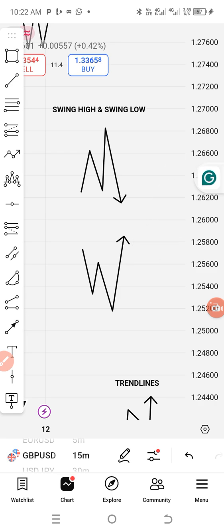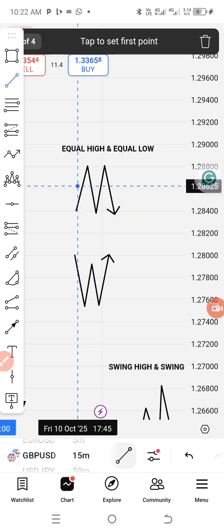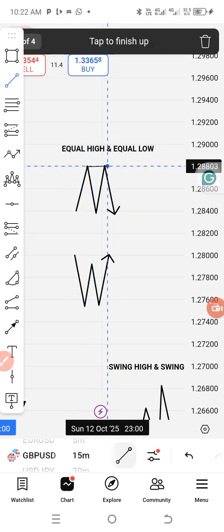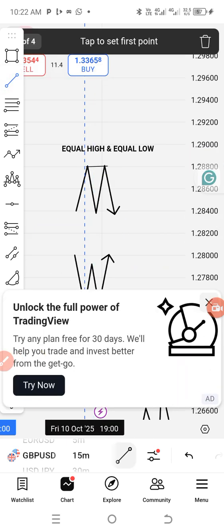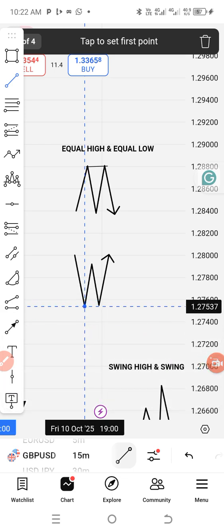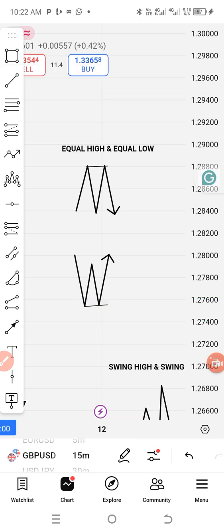Note that. The last one I'm going to show you is equal high and equal low. If you draw this line now, let me try to draw it. You can see this level is equal to this level. This is equal high, and this one is also equal to this level, that is equal low. It means there are a lot of people waiting at this place to buy when the price breaks out. Did you get that now?